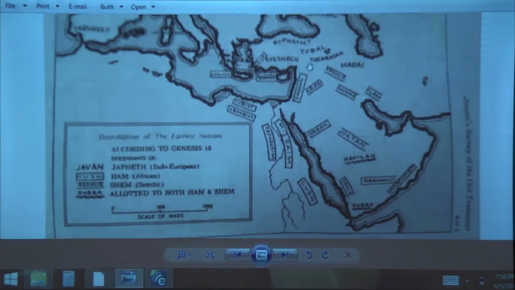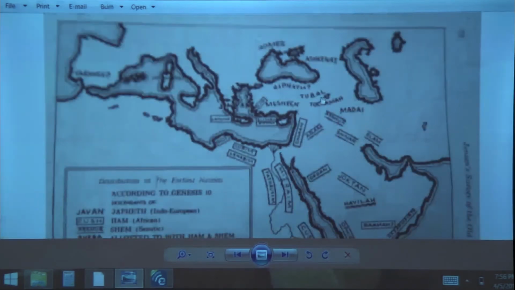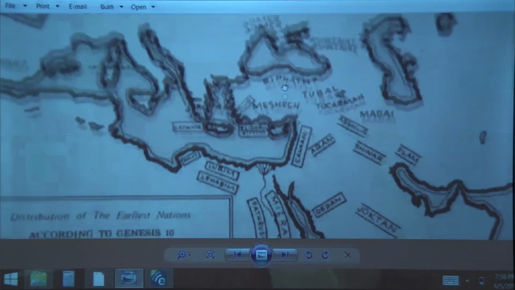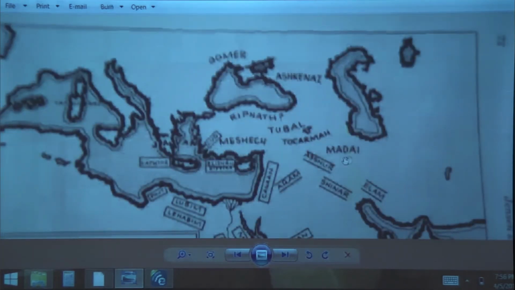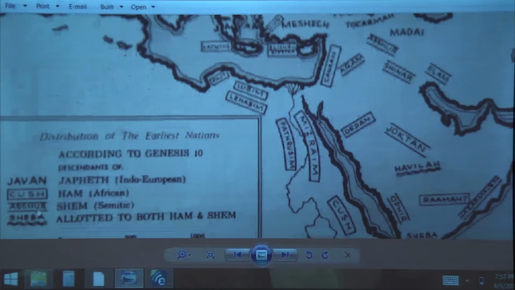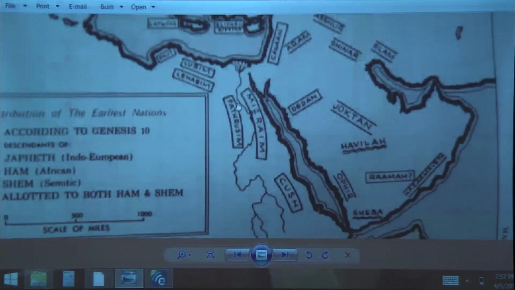So from this, we can see where the different descendants went. If you notice all of these up here, Tubal, Gomer, all of these, they're just names without anything. So that's Japheth. Japheth's descendants went to the north. The descendants of Ham primarily went towards Africa. They were the ones that had the box all the way around them. So this right here is the Nile Delta in Egypt.